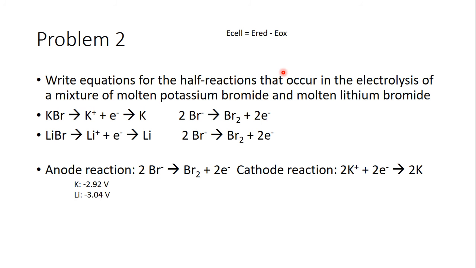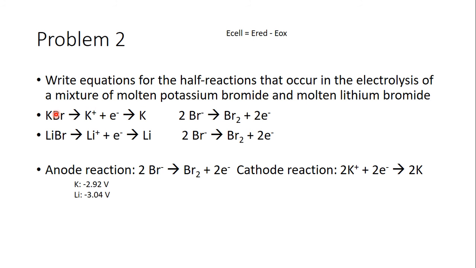So here's a reaction in which we are asking what will happen in an electrolytic cell. So we have an electrolytic cell that's made out of liquid potassium bromide. That's what molten means. It means the salt's been melted to a liquid. So potassium bromide and lithium bromide.